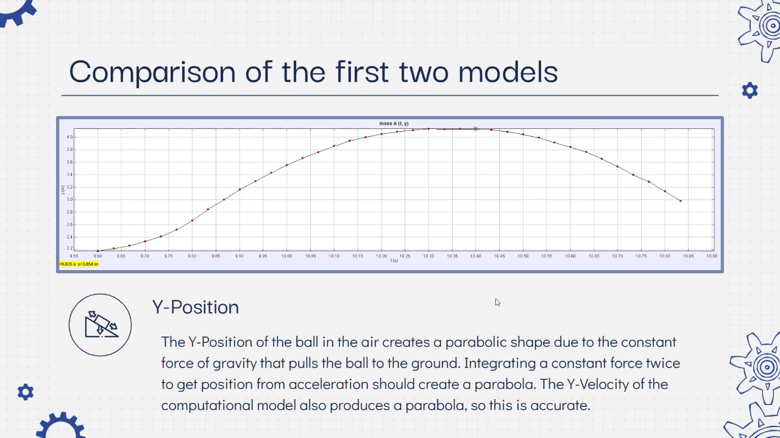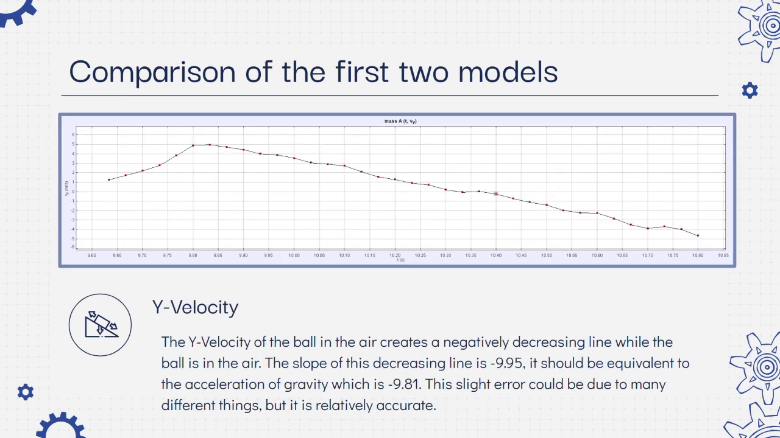Then another way to prove that this might be true is that we only have one force, so we will have a constant acceleration. Therefore, integrating that twice will give us a parabola in the negative direction, since we have a negative acceleration in the y direction. Here's our y velocity. Again, calculating that slope, it's 9.95, which is close to 9.81, which is the acceleration due to gravity. There's many different things that could affect this error, but it's generally close.